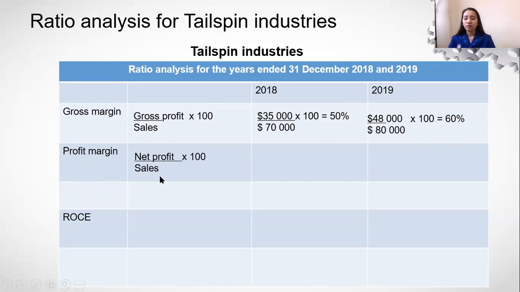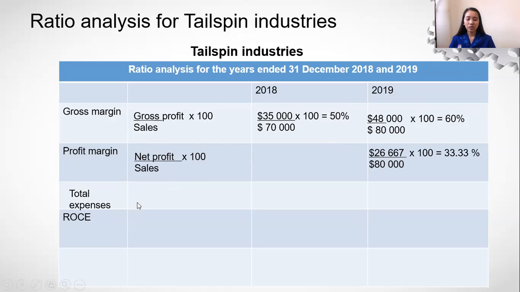Okay. For profit margin, the formula is net profit divided by sales times 100. Remember, net profit in here is about profit for the year. So, in 2018, we got 33.33%. Later, we will come to this one.